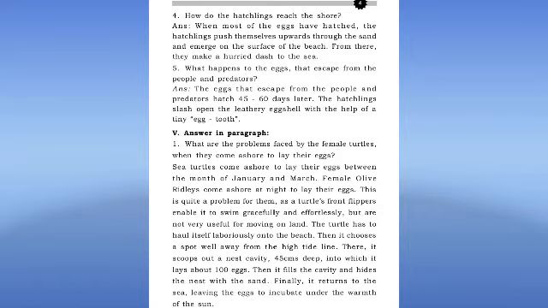Number 4. How do the hatchlings reach the shore? Answer: when most of the eggs have hatched, the hatchlings push themselves upward through the sand and emerge on the surface of the beach. From there, they make a hurried dash to the sea.